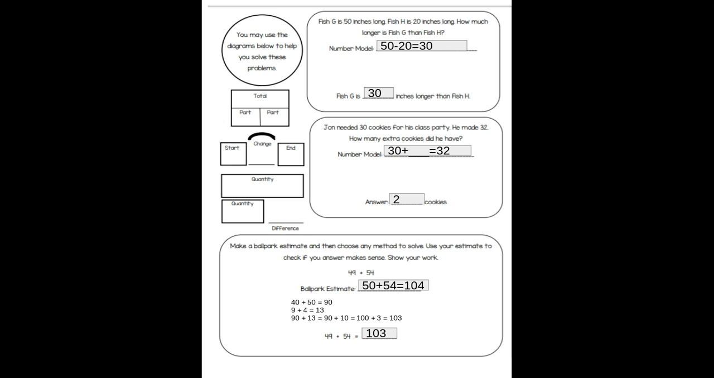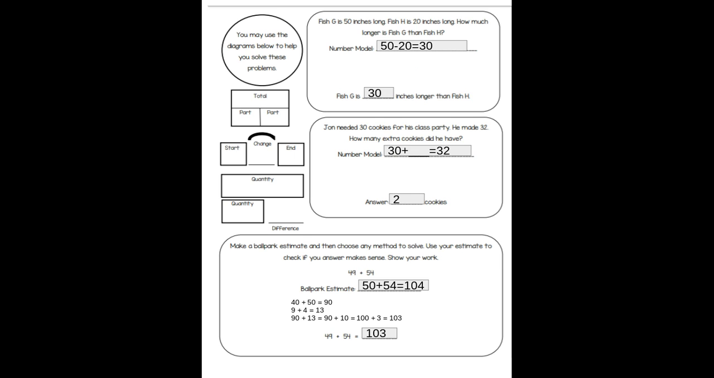So we're going to take our larger fish, which was 50 inches, minus our shorter fish, which was 20 inches. They're asking us to compare. We always subtract when we compare. The difference is the answer we're looking for. So 50 minus 20 is 30. 5 minus 2 is 3. Stick a 0 on the back. So fish G is 30 inches longer than fish H.